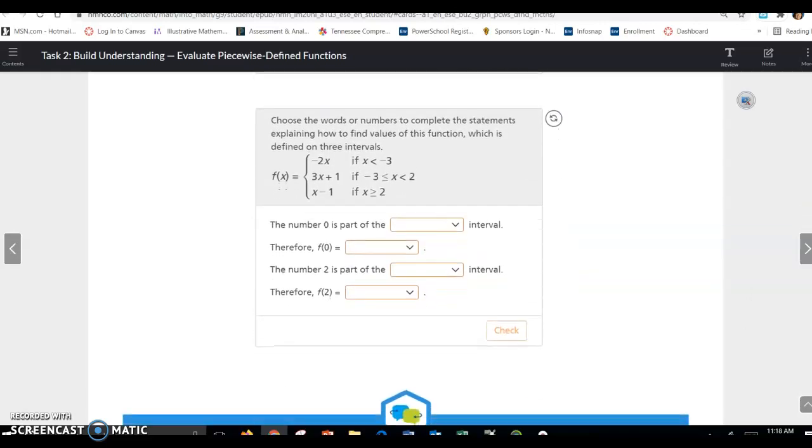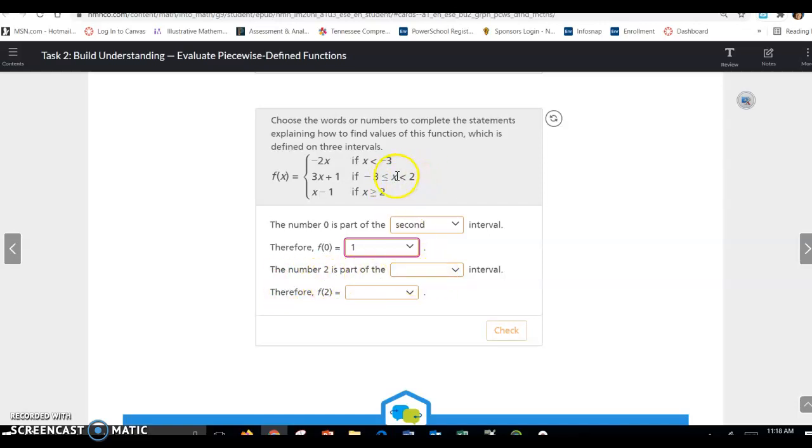All right, choose the words or numbers to complete the statements explaining how to find values of this function, which is defined on 3 intervals. All right, the number 0 is part of which interval? All right, x less than negative 3. X is between negative 3 and 2, so 0 is between negative 3 and 2, so we're going to look at the middle interval. So that's the second interval. Therefore, f of 0 is, all right, if I plug a 0 in, 3 times 0 is 0, plus 1 is 1. And then the number 2 is part of which interval?